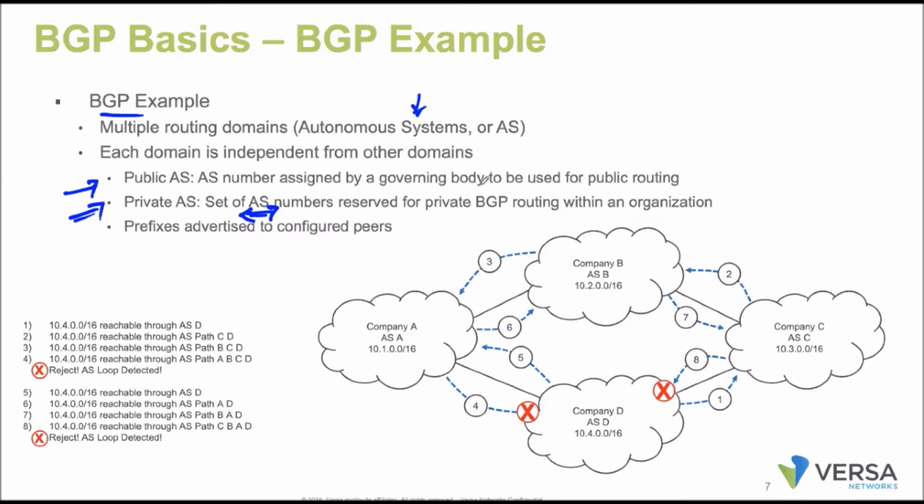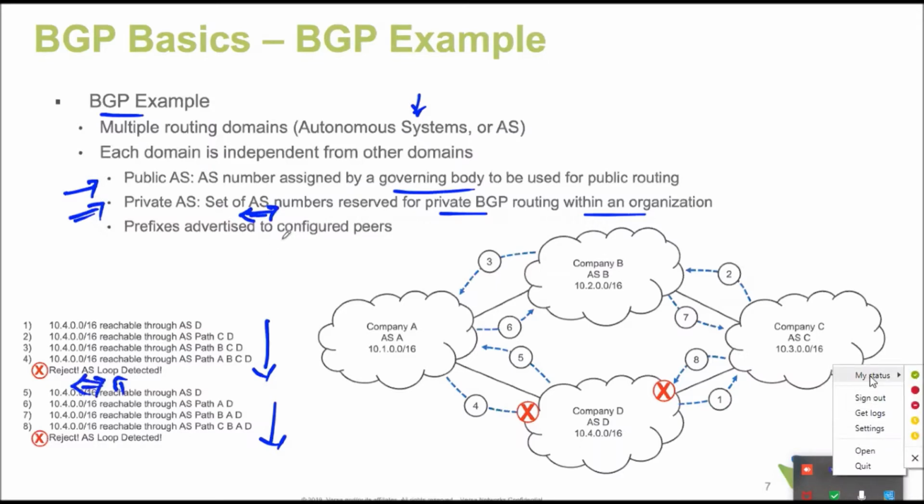The public AS numbers are assigned by the governing body, and we have to pay for using a public AS number. Private AS numbers are for use within the organization, if you want to run BGP internally. The AS path is not only used to select the best route, it is also used as a vector to prevent loops. Within BGP domains, AS numbers are used in order to detect and prevent loops.